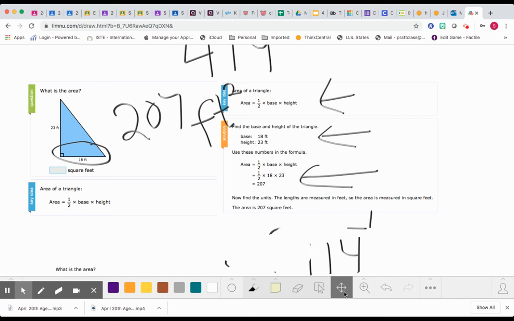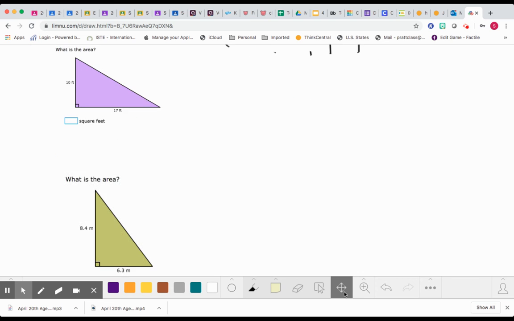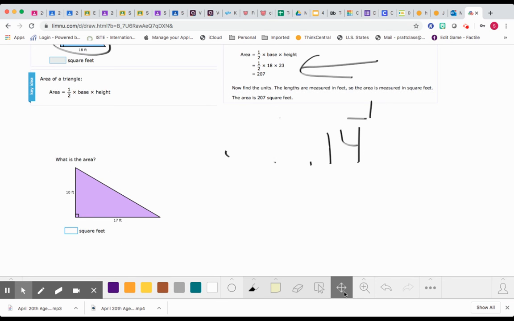All right, so we're going to move to this purple triangle right here, and we're going to find what the area of the purple triangle is going to be. So we have our base. So we're going to write our information.